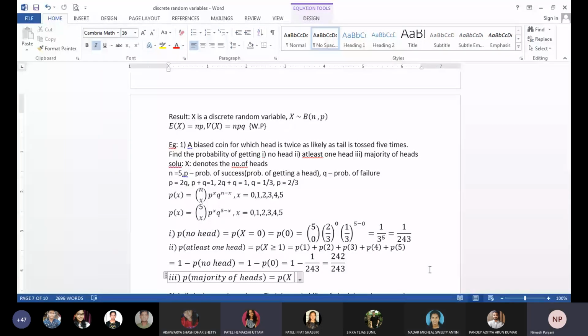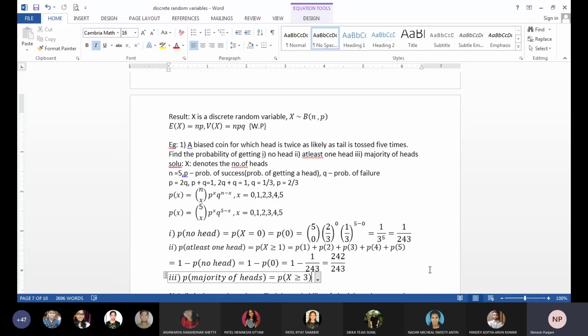0. Good. Now tell me, what is the meaning of majority of heads in terms of x? 5. Okay, only 5, or is there something more? 5 and greater than 5. Greater than 5 will not come, because our value of n is 5. Greater than or equal to 3. Right? Why greater than or equal to 3? Because we want more heads compared to tails.